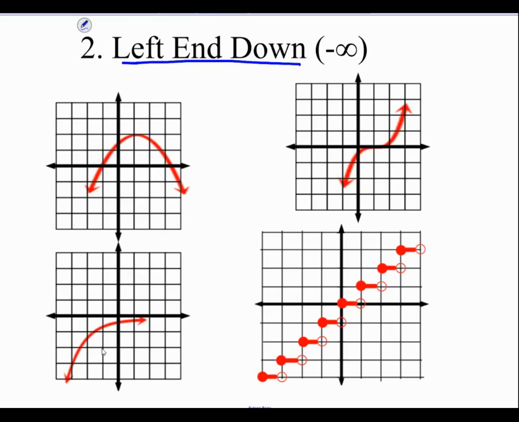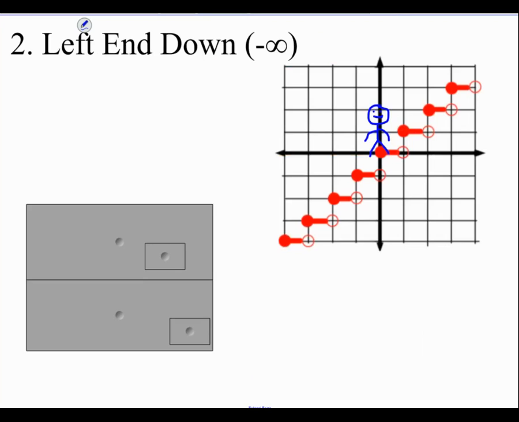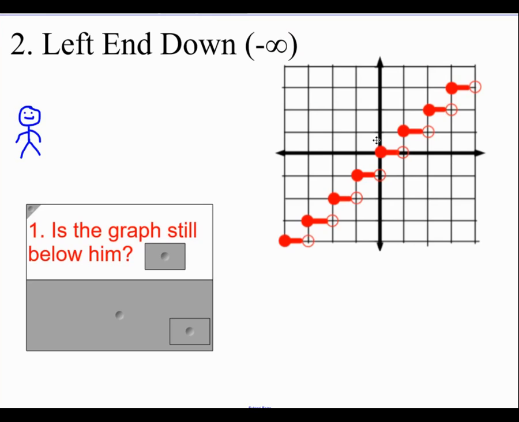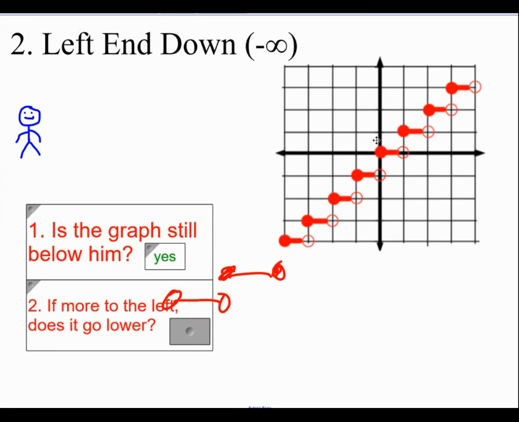Let's look at the left end down being negative infinity. All of these are going down, even this one in a discontinuous way, the old integer function, and let's investigate it. Take the imagination far to the left. Ask, is the graph still below him? Clearly, yes. It's going to be doing something like this. So the answer is yes. And if we were to take Steve more to the left, would it be even lower? The answer is yes. Therefore, the left end behavior of that stair function is negative infinity.